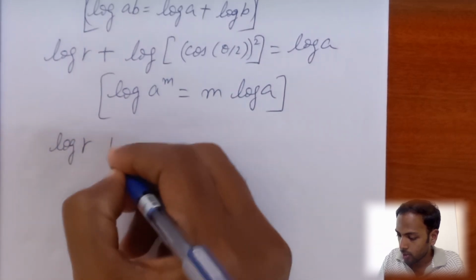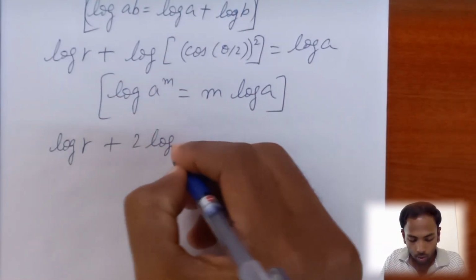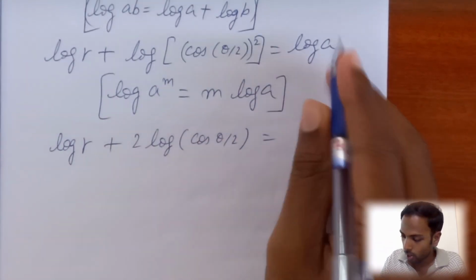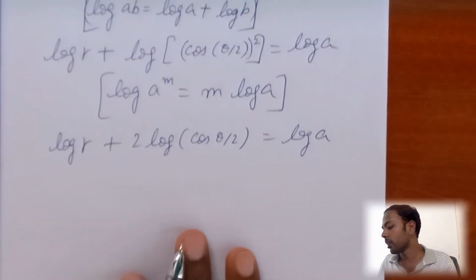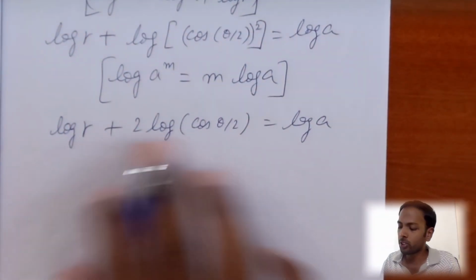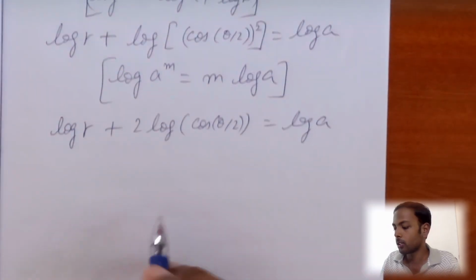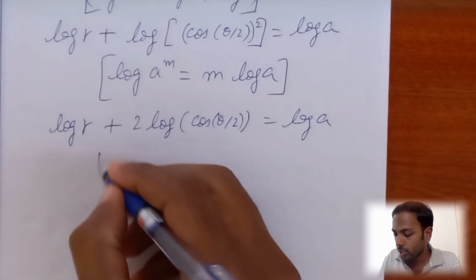Log r plus, after applying, you will get 2 into log of cos theta by 2 is equal to log a on the right side, which remains the same. Now there are no possible steps to simplify it further, because it's pretty simplified. Whenever you feel it's pretty simplified, you differentiate on both sides.